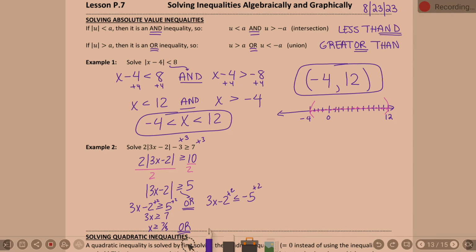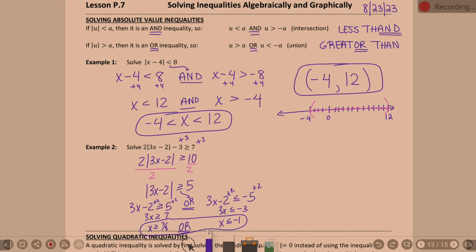Okay, solve the other one. Add 2. So 3x less than or equal to -3. Divide by 3. X less than or equal to -1. Now, here's the deal, guys. Inequalities, that's your answer. This is an or statement. An or statement cannot be written as a compound situation like that.